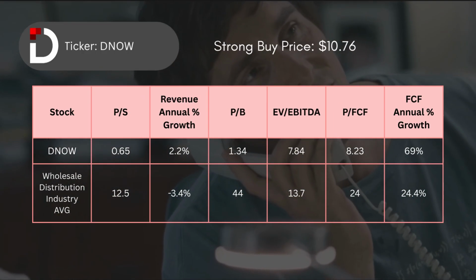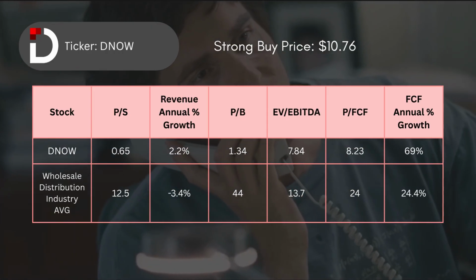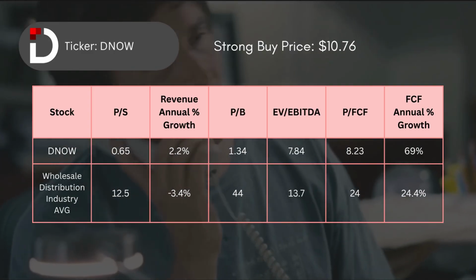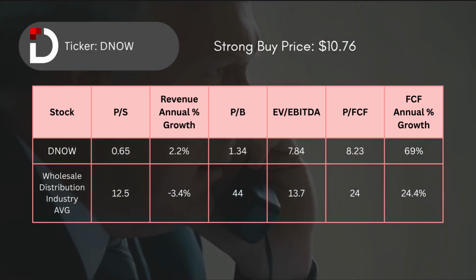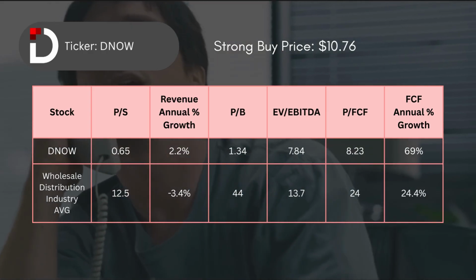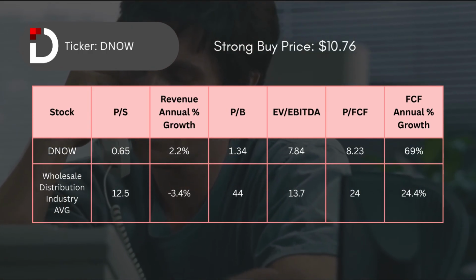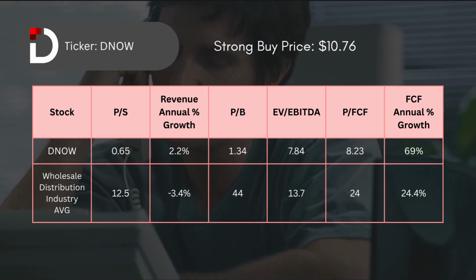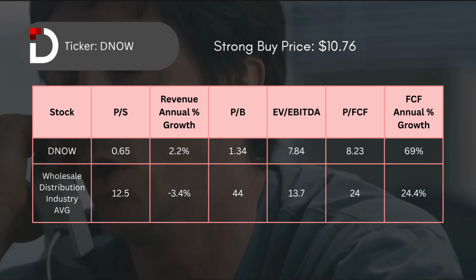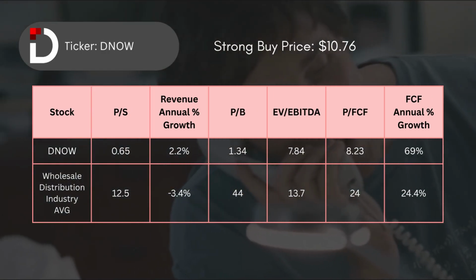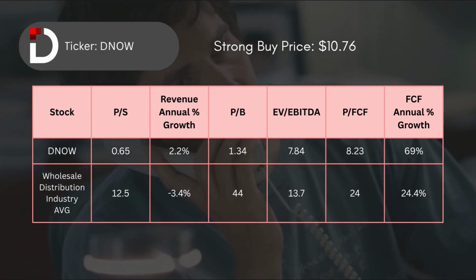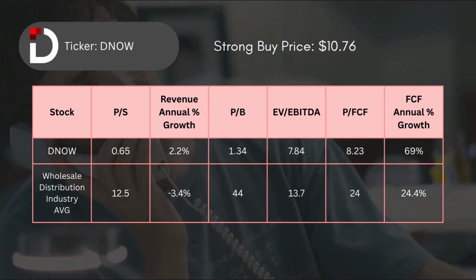If DNOW ever trades at $10.76 or below, DNOW's price to book will be at 1 or below 1, making this price a steal for this stock. Next is EBITDA, which is enterprise value over EBITDA, or a method to calculate a company's cash earnings from operations. This multiple shows us how much investors are paying for the company's operating cash flow. DNOW trades at an EBITDA multiple of 7.8, while the industry average is 13.7, nearly twice as much.